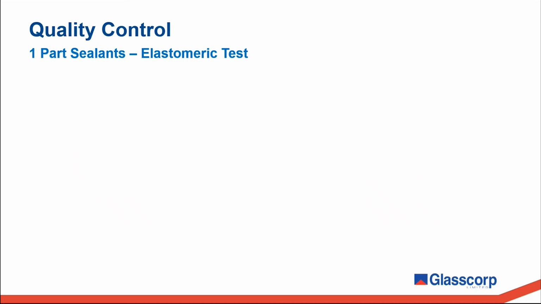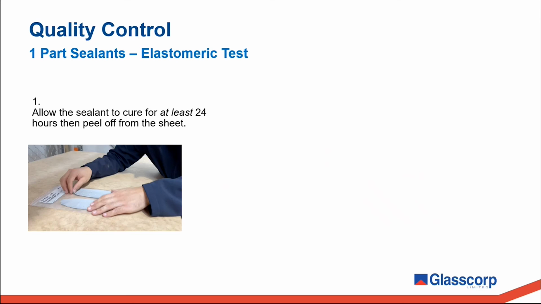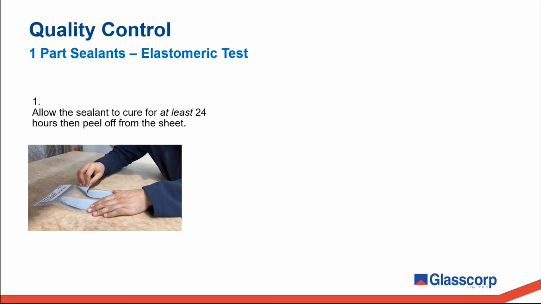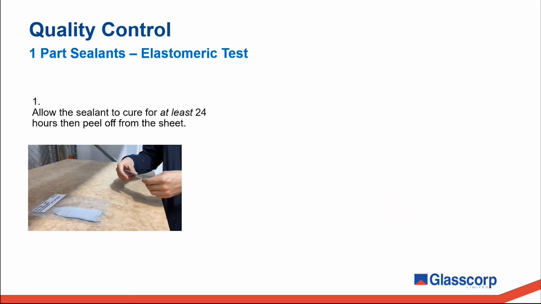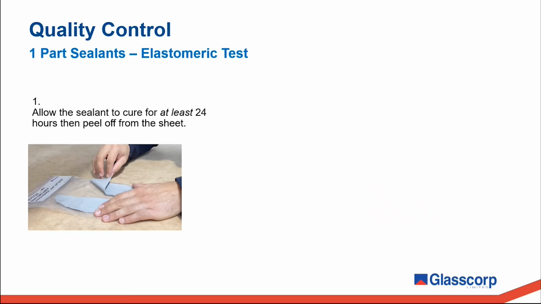Another simple test following directly on from the skin over time test is the elastomeric test. This is done to check that the sealant is demonstrating typical elastomeric properties. Allow the sealant to cure for at least 24 hours or longer if required, and then peel the cured strip off the sheet.